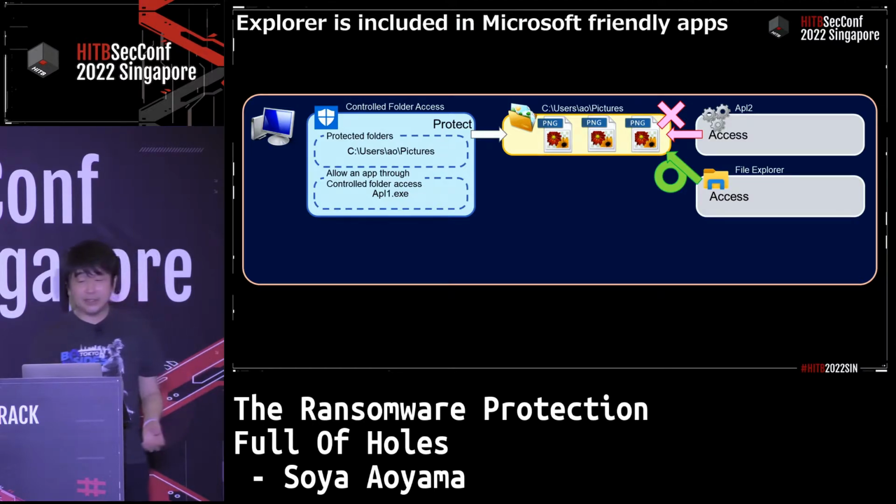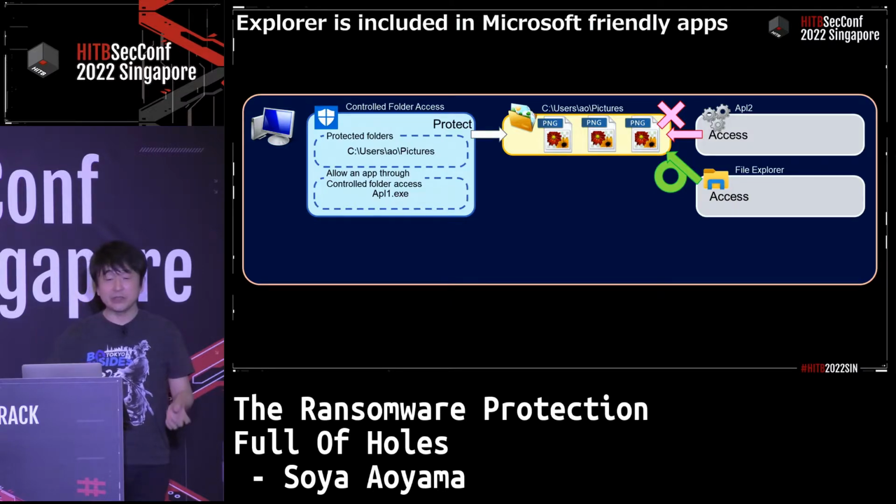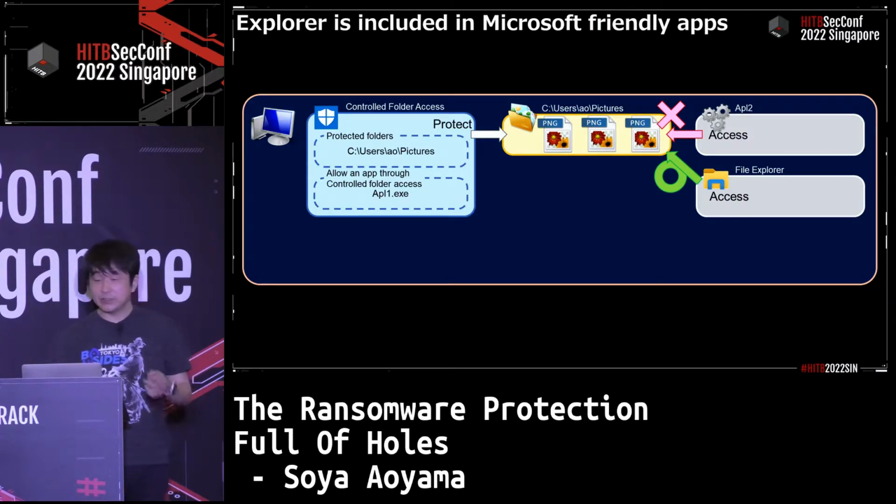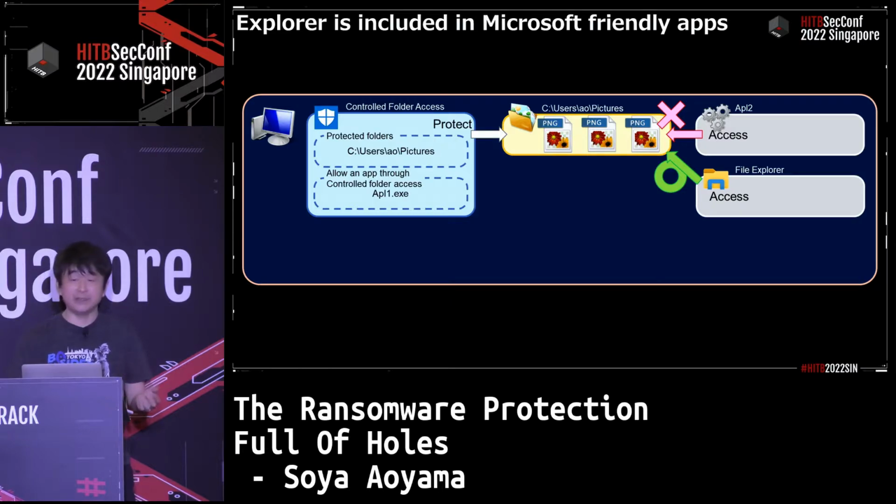In 2018, I was researching ransomware protection. Of course, apps that are not included in the allowed apps for Controlled Folder Access cannot access protected folders. However, I found that File Explorer can access protected folders. This means that if I can somehow inject a malicious DLL into File Explorer, I can bypass the ransomware protection.